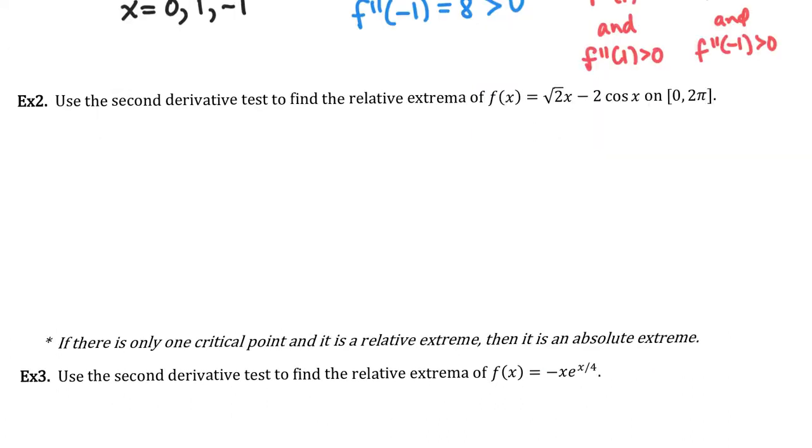Okay, let's try another example. It says use the second derivative test to find the relative extrema of f of x equals the square root of 2 times x minus 2 cosine x on the closed interval 0 to 2 pi.